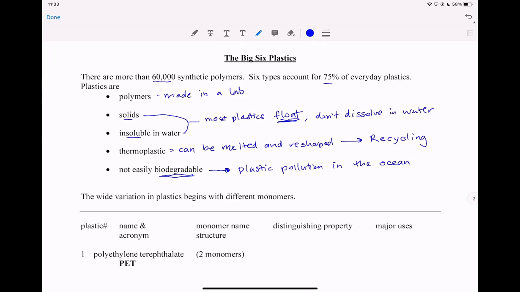So in theory, every single one of those 60,000 synthetic polymers can be melted down and shaped into a new product. That is great, except you have some issues. You've got consumers that need to actually recycle those plastics. I mentioned in one of the earlier videos that less than 5% of plastic is recycled. And that is in part because people don't understand what can and cannot be recycled.